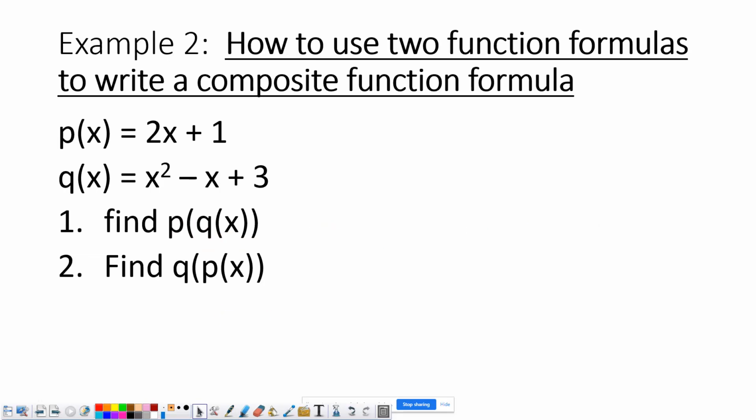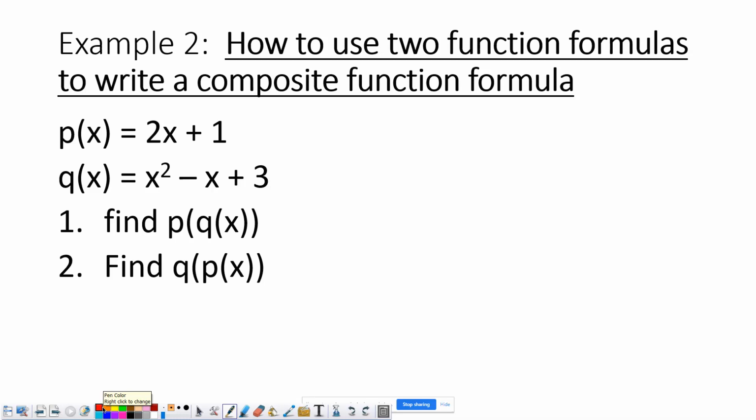So let's go ahead and practice this on this example 2 here. I've given us two functions, p and q. For the first one, I want you to find p of q of x, and for the next one I reverse it. I want you to find q of p of x. So let's go ahead and I'm going to write some steps here. Now, you don't have to follow my steps, but they help me show my thinking as I teach it to you. So if you want to write it down, you can.